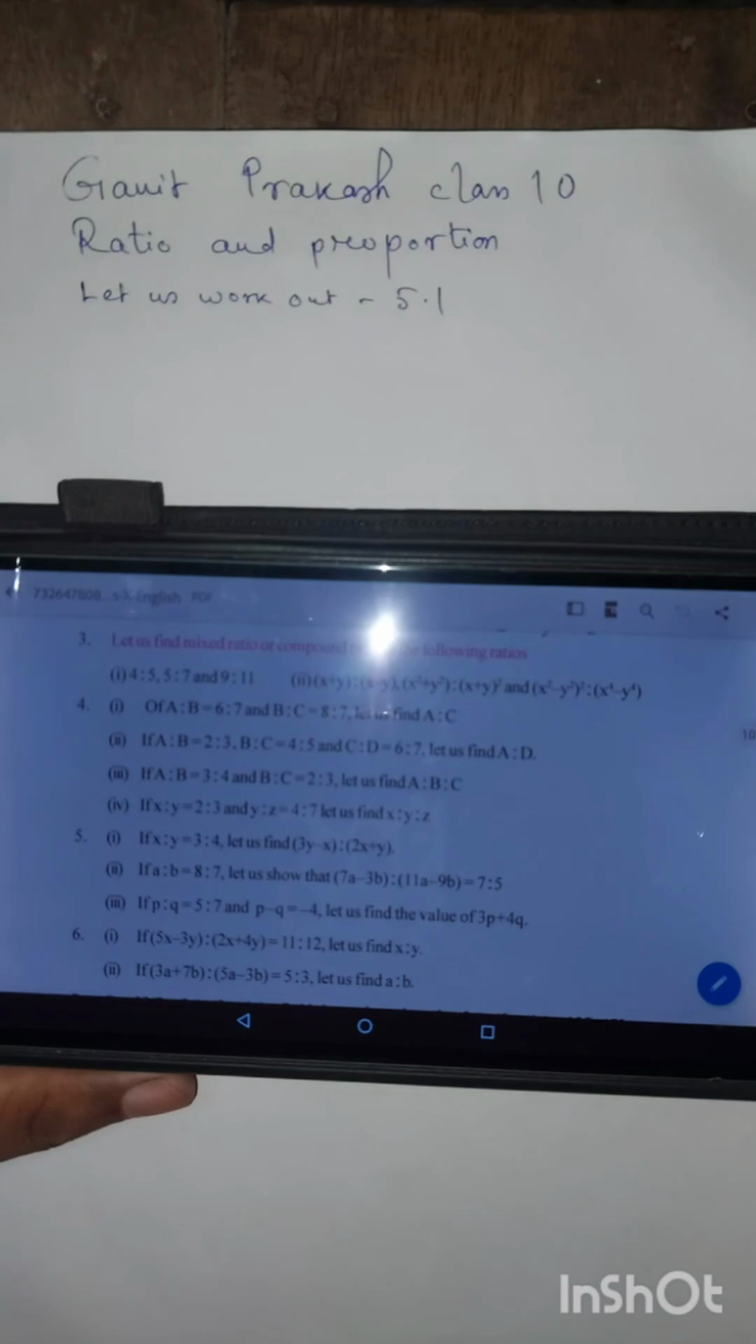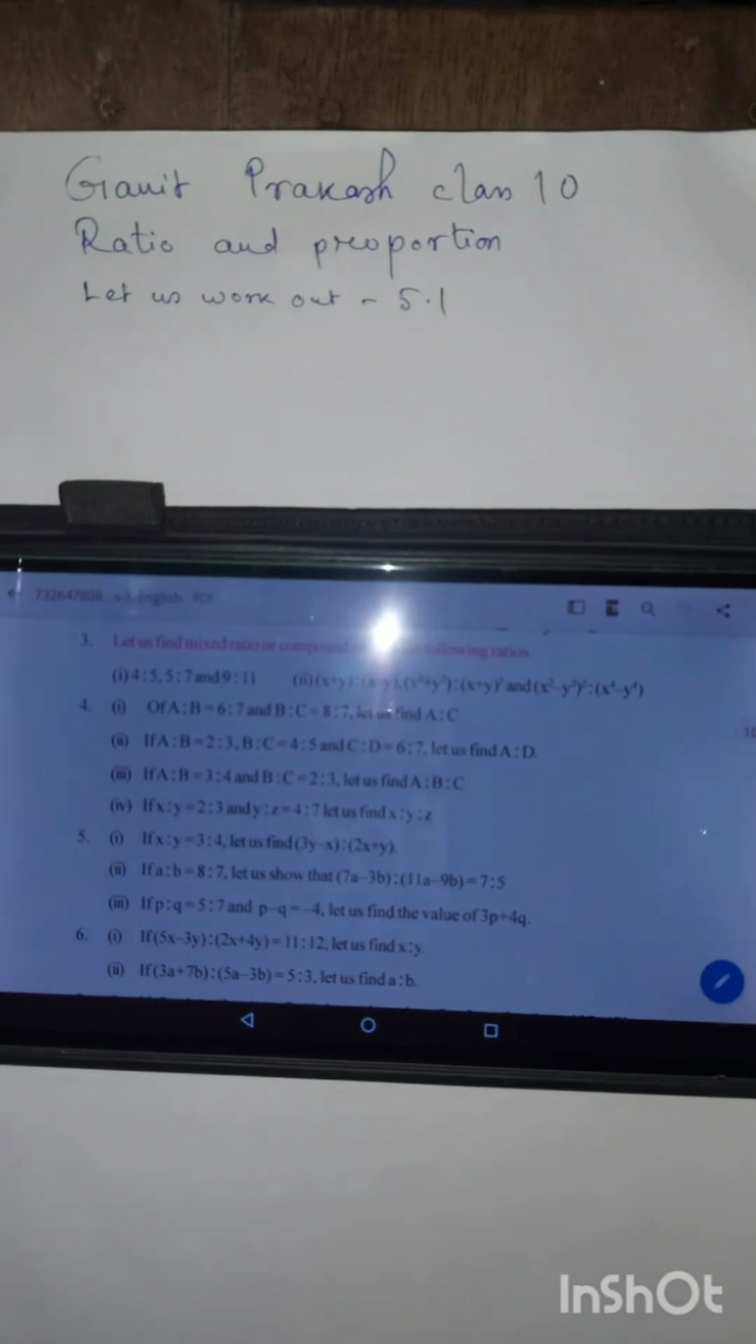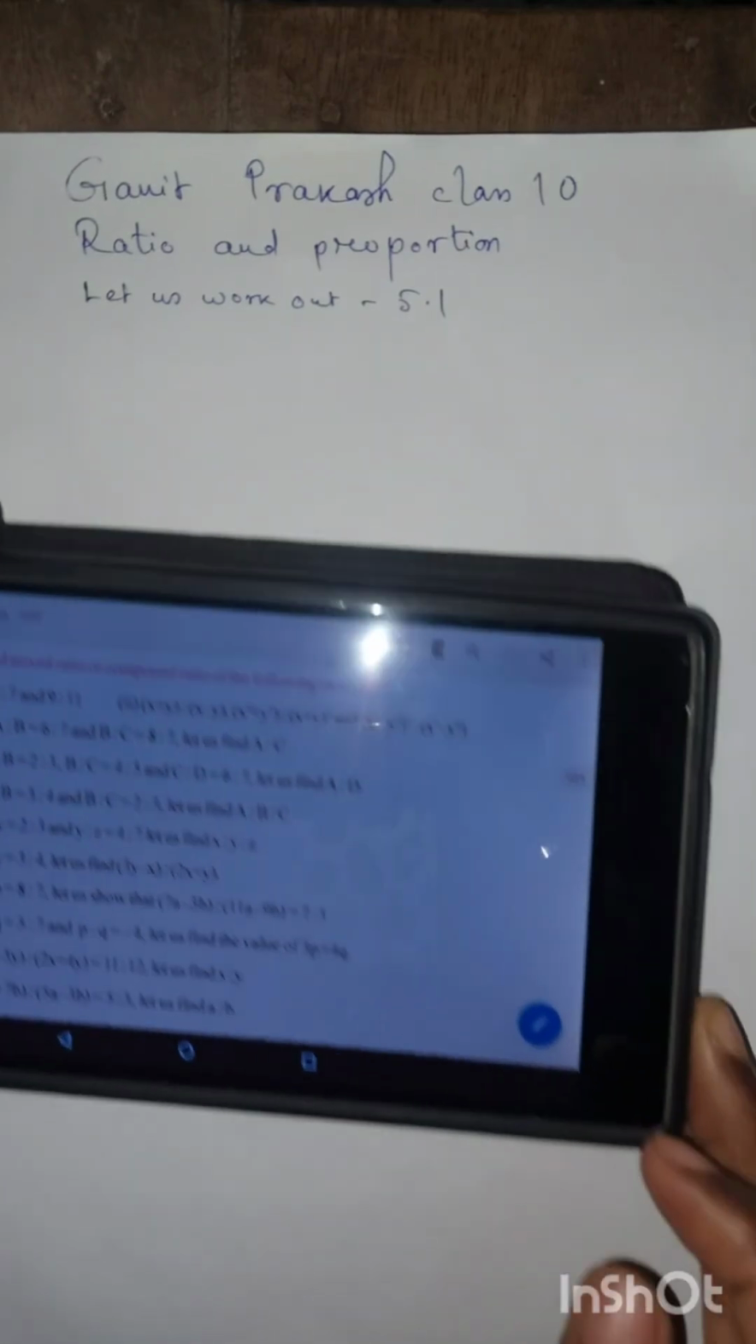Question number 3 says, let us find out the mixed ratio or compound ratio of the following ratios. So let us do it. 3 Roman 1.